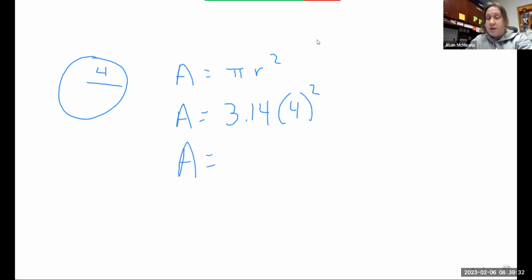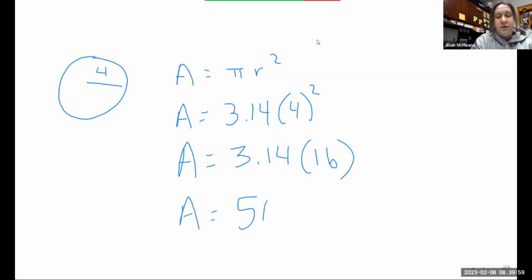Again, without seeing your work, I can't tell what mistakes you made, but a lot of students' gut instinct is to multiply 3.14 times 4 and then square, and that is absolutely violating the order of operations. You do the exponent before the multiplying. So this would be 3.14 times 16, and that's going to be like 48, 49 something. 50.24, I was close. So we get 50.24.